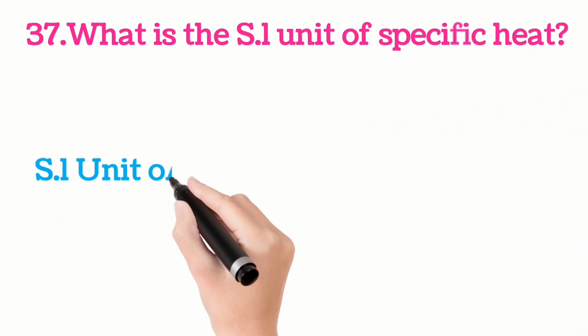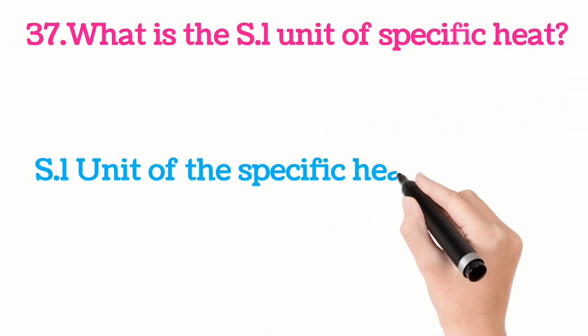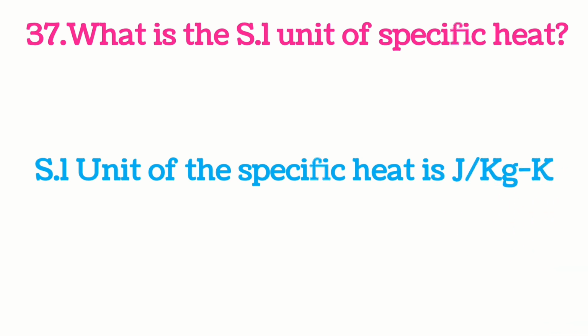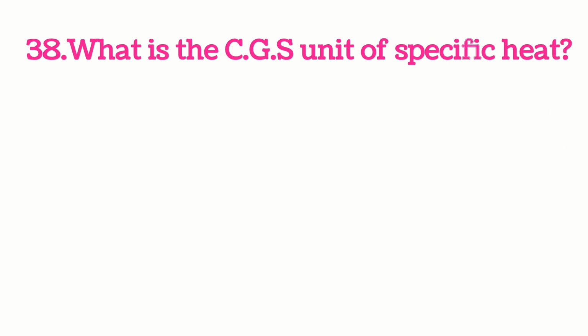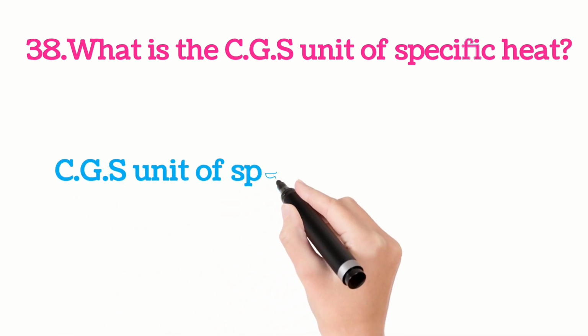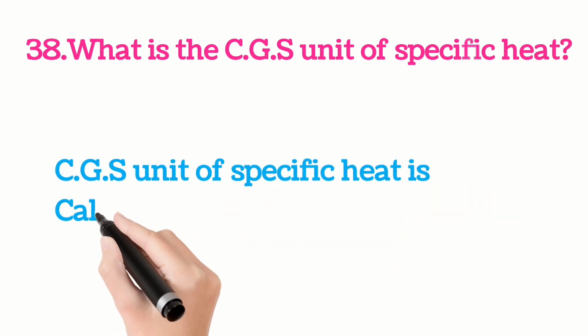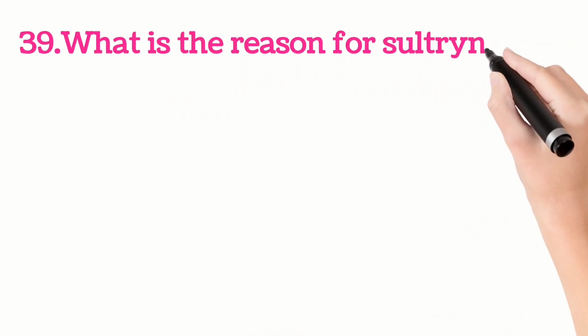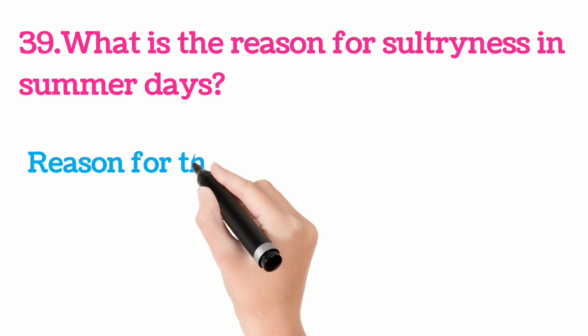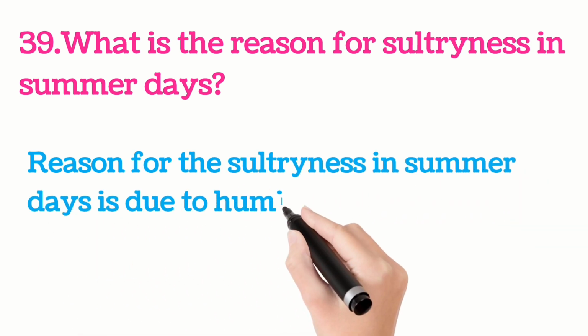What is the SI unit of specific heat? SI unit of specific heat is joule by kg Kelvin. What is the CGS unit of specific heat? CGS unit of specific heat is calorie by gram degree Celsius. What is the reason for sultriness in summer days? Reason for the sultriness in summer days is due to humidity.